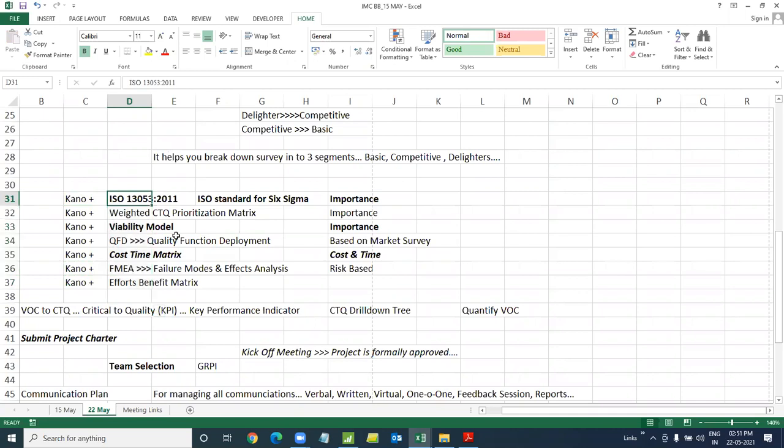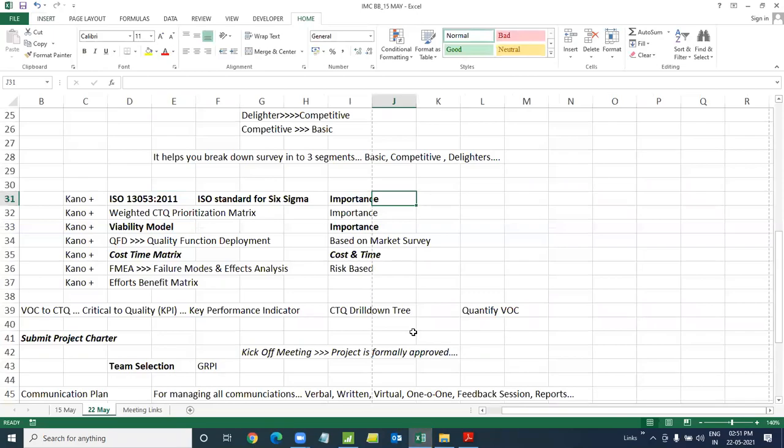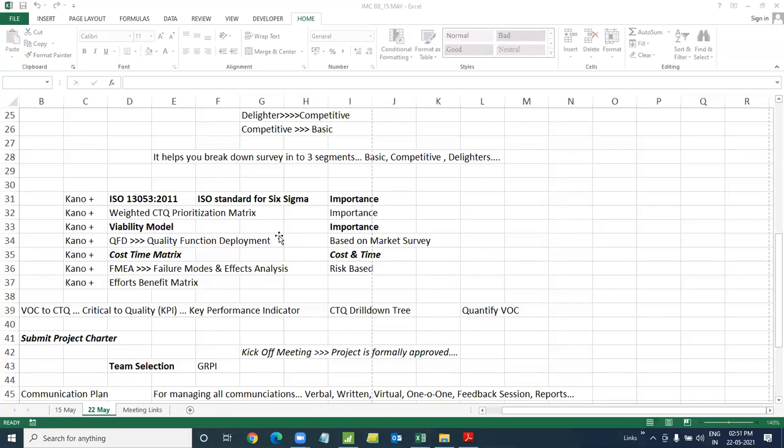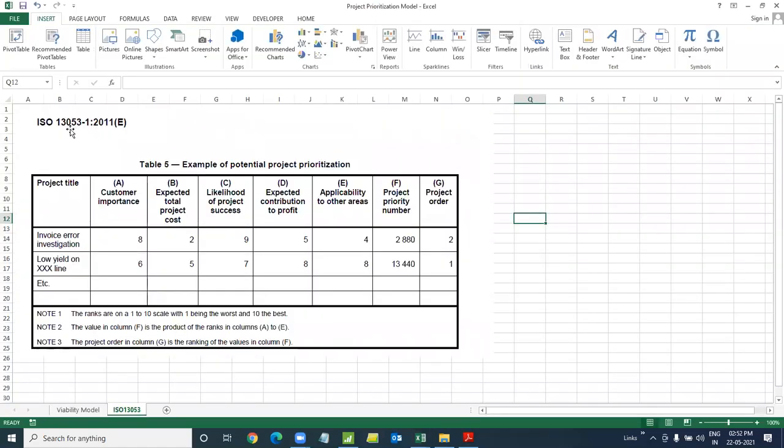Let's talk about the first one, which is ISO 13053, 2011 version, which is the ISO standard for Six Sigma. This will help you understand and select the most critical project. This is how ISO tells you how a project needs to be selected in a Lean Six Sigma world. Now, moving on to this small file, which I'll be placing in the Google Drive, the project prioritization model. Have a look at this. This image has been picked up from the ISO 13053 document. It is a small example of how a project needs to be prioritized as per the ISO version.